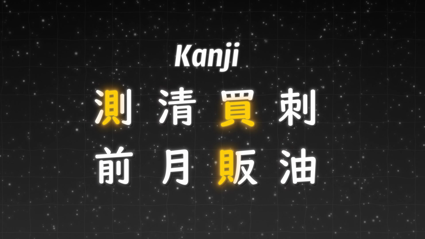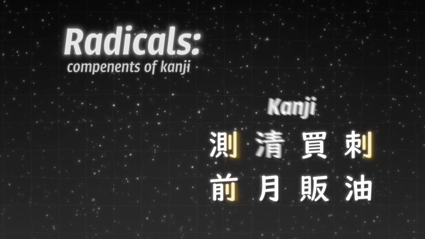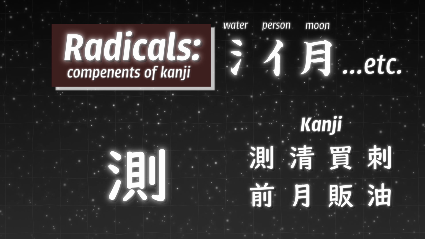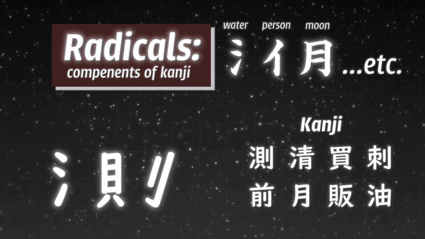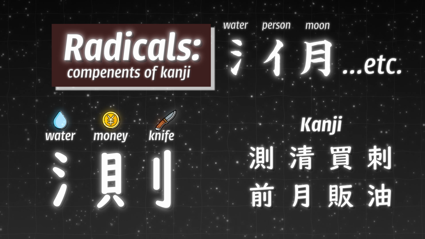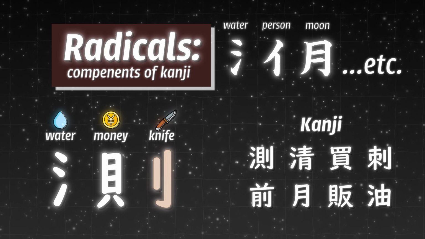Kanji are intimidating at first because they look like random squiggles, but they are often built from the same recurring components, known as radicals. So as you learn more and more kanji, you start to recognize these radicals, and you start to see kanji as combinations of these building blocks.